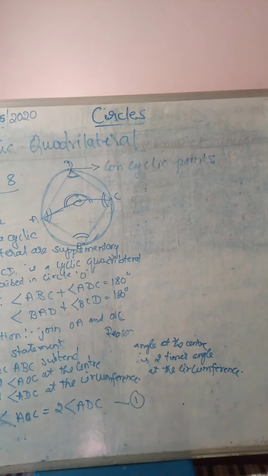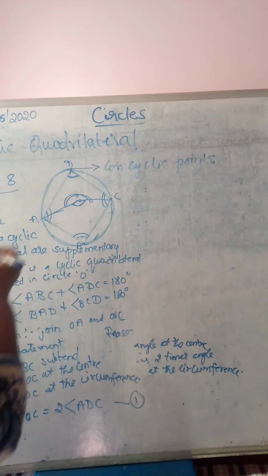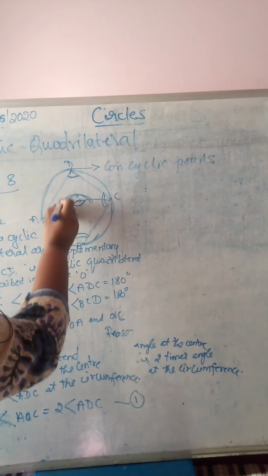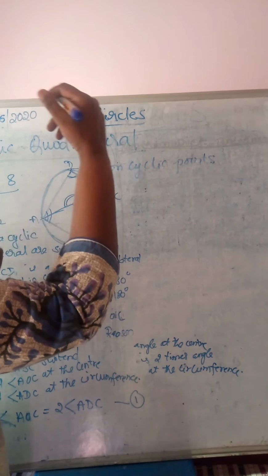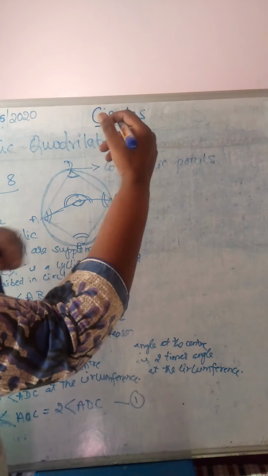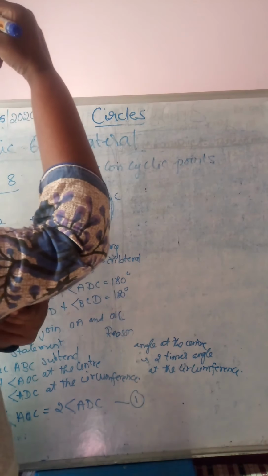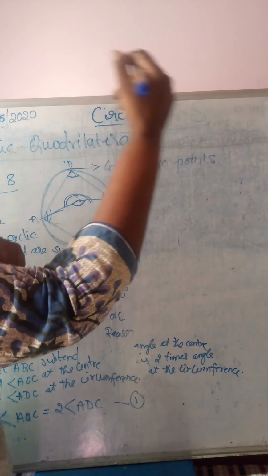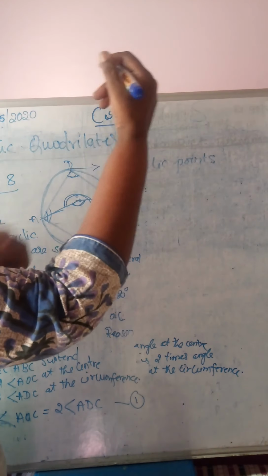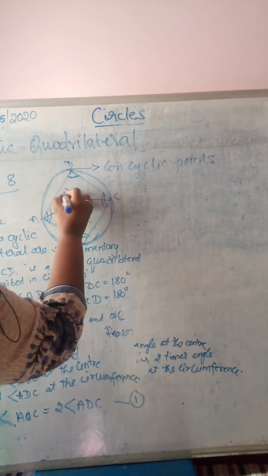But remember, see, this angle here is acute or obtuse or straight, whatever it is. The angle below will become reflex. Do you see this? So this is a reflex angle.